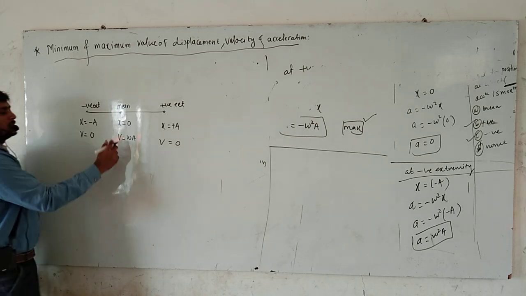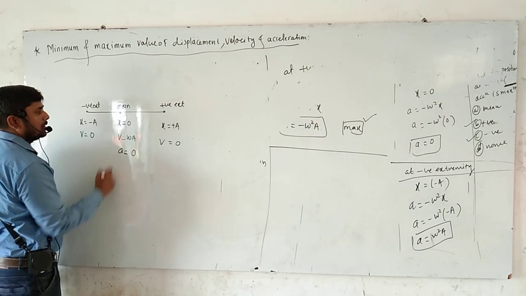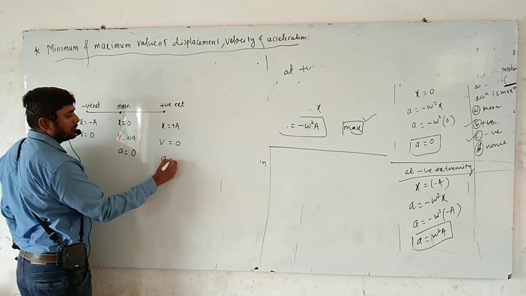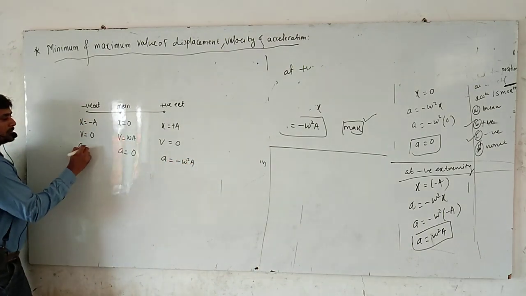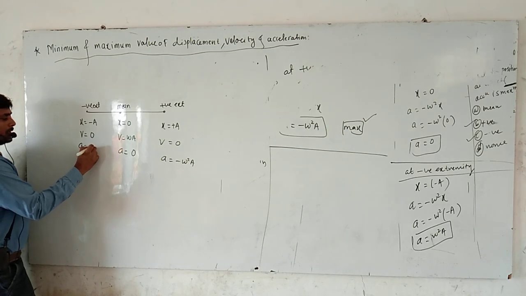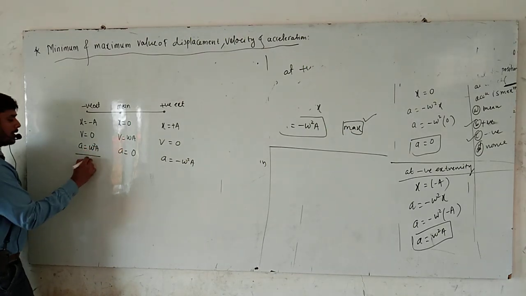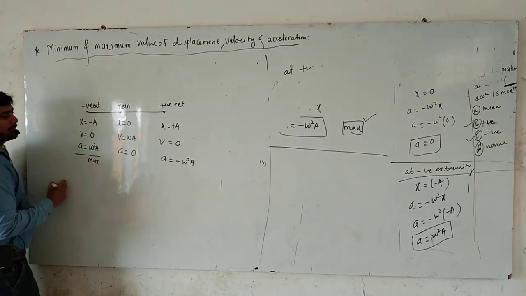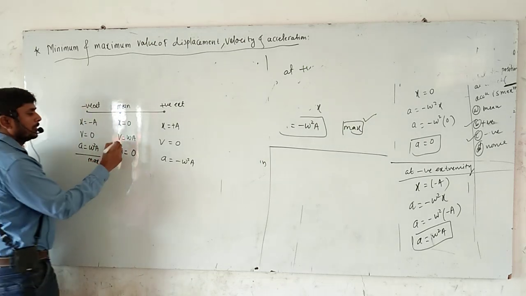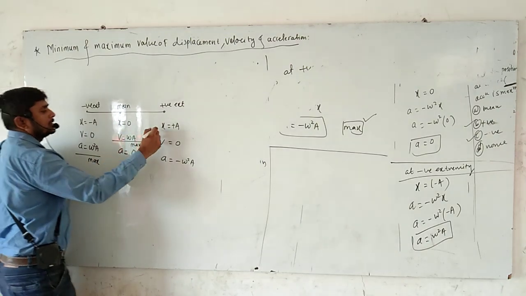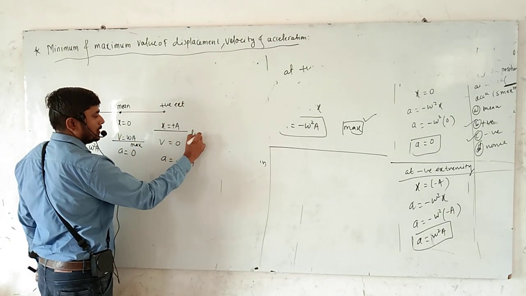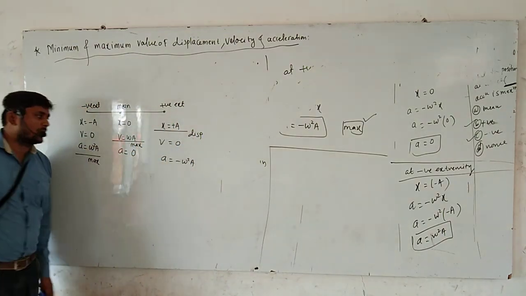Right? At the mean position, acceleration will be equal to 0. At the positive extreme, acceleration will be equal to minus omega square a. At the negative extreme, acceleration will be equal to plus omega square a. So this is the maximum value of acceleration at the negative extremity. This is the maximum value of velocity at the mean position. This is the maximum value of displacement at the positive extreme.